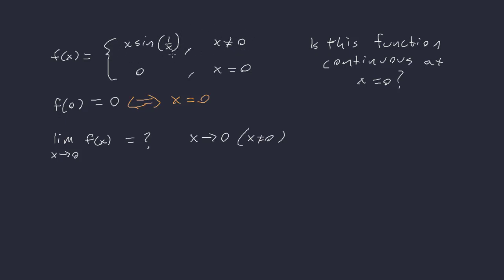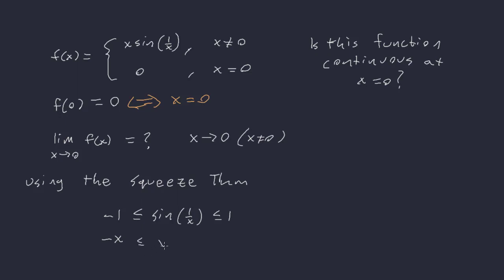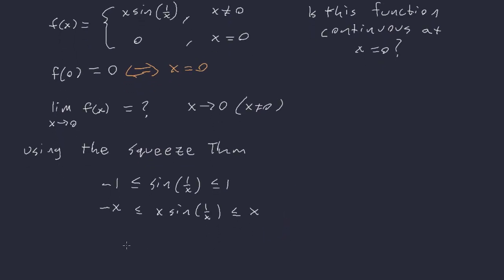Now we can't just plug in the 0. We're going to have to use the squeeze theorem. Okay, so using the squeeze theorem, let's start with the sine piece. Sine of 1 over x, of course. We know sine of really anything is going to be trapped between -1 and 1. And so to get it to look like x sine of 1 over x, we'll just multiply all sides by x to get -x less than or equal to x sine of 1 over x less than or equal to x. And now we'll take the limit of everything.